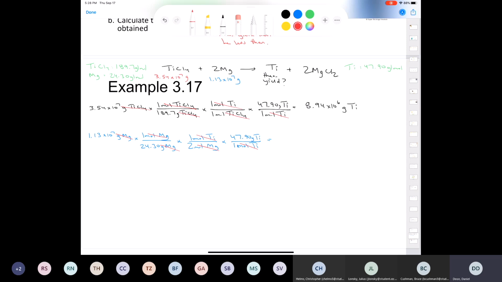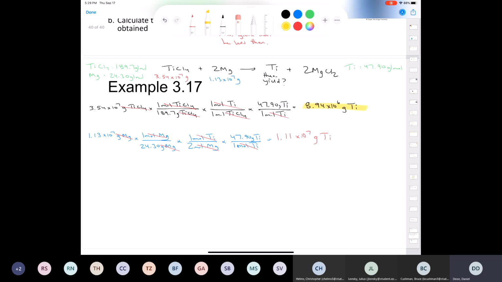All right, so let me try putting that in the calculator here. So I have 1.13 times 10 to the 7 divided by 24.30 divided by 2 multiplied by 47.9. And when I do that, I get a big number, which is equal to 1.11 times 10 to the 7 grams of titanium. Well, which one of these numbers is less? 8.94 times 10 to the 6 or 1.11 times 10 to the 7? Well, obviously, it's the 8.94 times 10 to the 6.